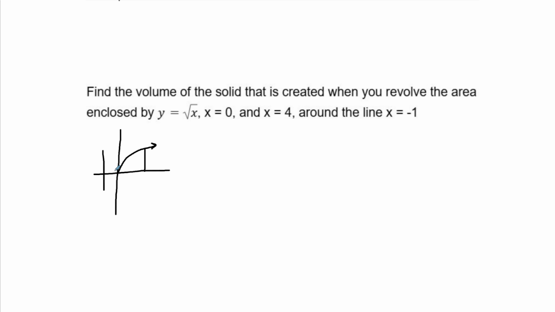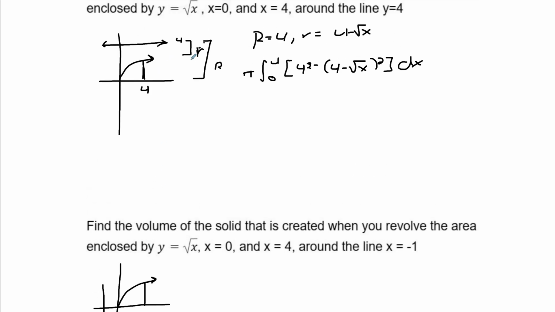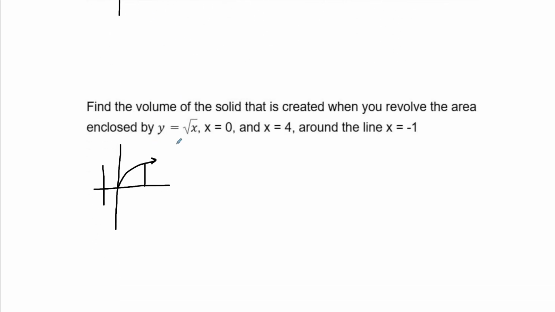So what we're going to have to do is actually get this into terms of y, or into terms of x equals something in y. So instead of y equals in terms of x, we're going to have x equals something in terms of y. And why is that? Well, when we are revolving parallel to the y-axis, we need to get it into terms of y. When we're revolving parallel to the x-axis, we would keep it in terms of x. So here I'm going to say y squared equals x, right?